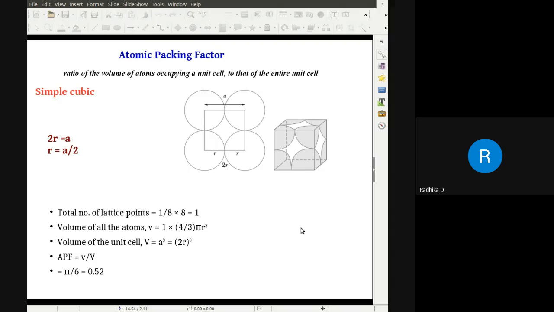52% of the simple cubic system is occupied by atoms. The leftover, how much? 100 minus 52, 48. 48% is not occupied. So the atomic packing factor for a simple cubic is 52% or 0.52. Similarly, we have to do it for body centered and face centered.